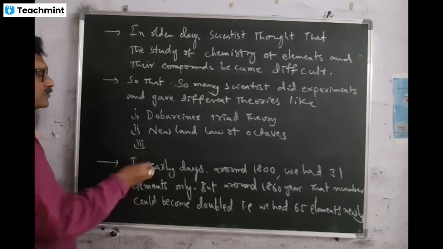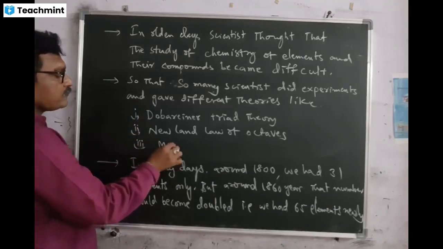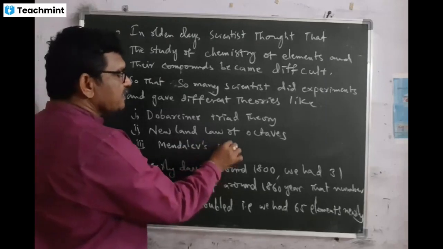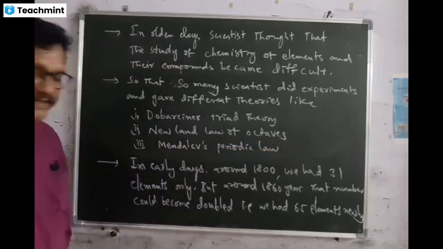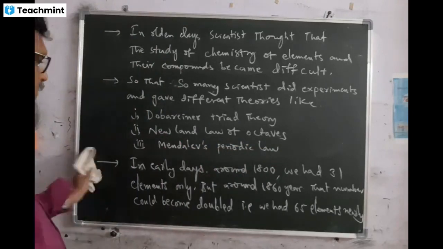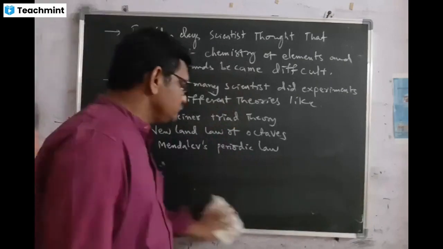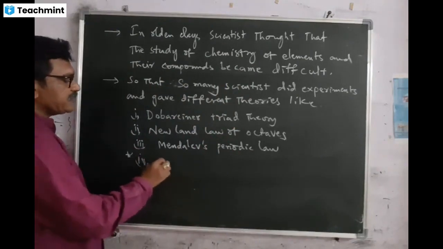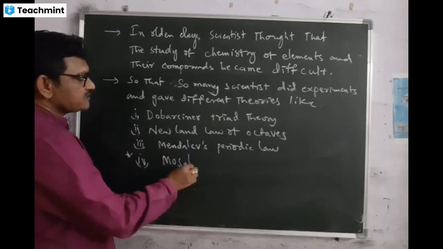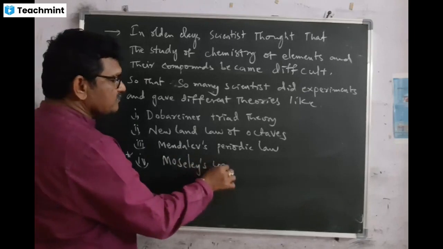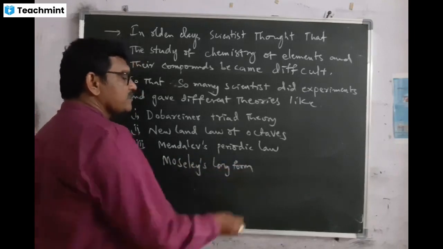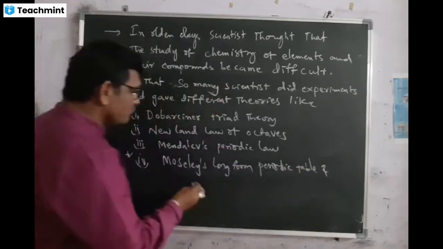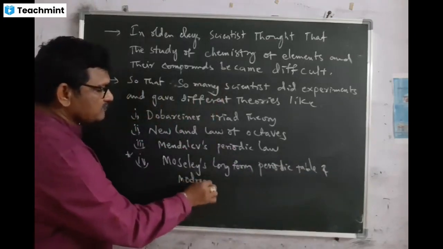Then Mendeleev's periodic law. Then the last and also important theory: Henry Mosley, or simply Mosley's long form periodic table, also called the modern periodic law.